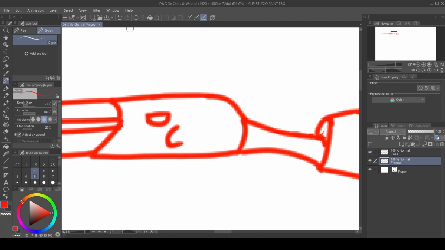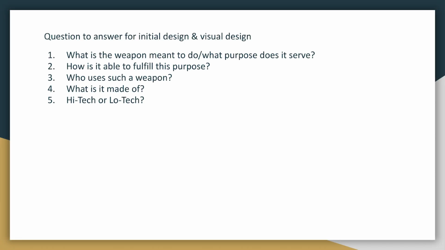So I have a few recommendations for starting on this, and it's mostly an extension of the usual when, where, and why. First, what is the weapon meant to do? What purpose does it serve?